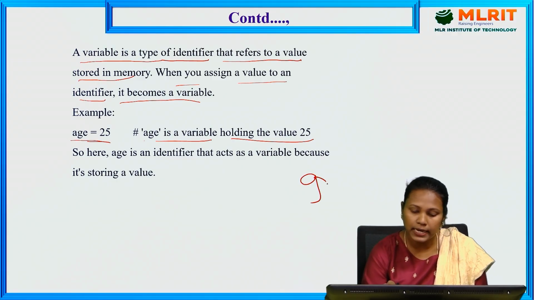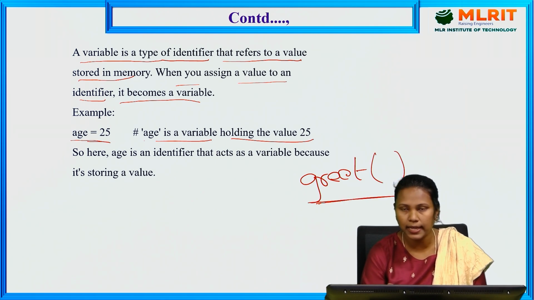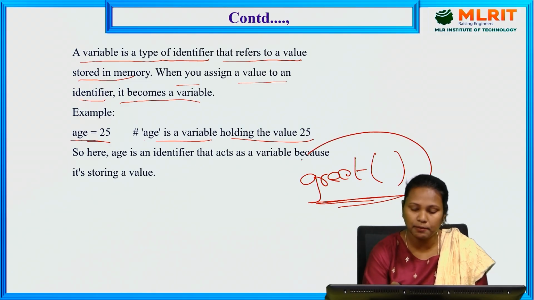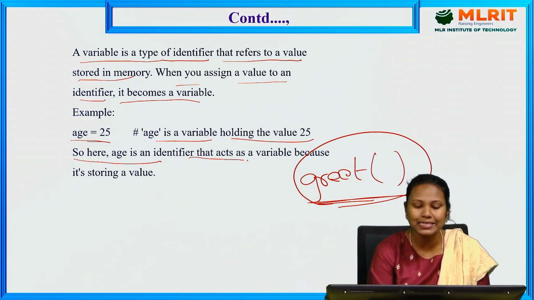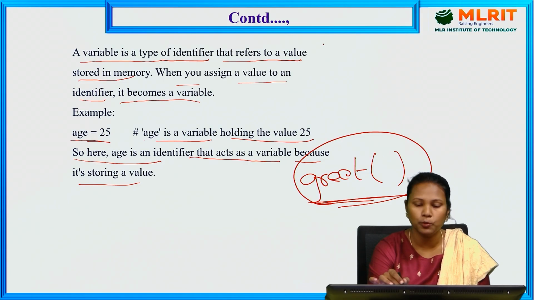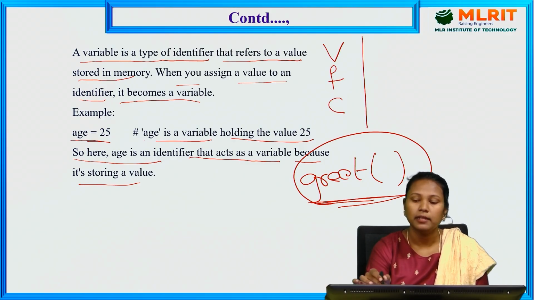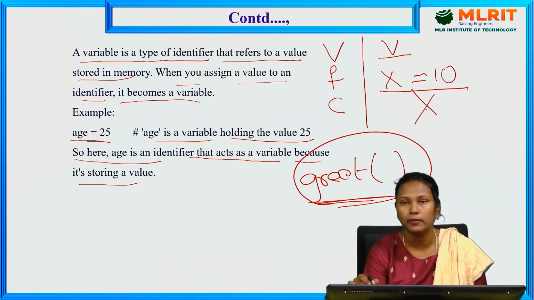For example, greet is an identifier. If you are seeing it like this, it is a function call or function definition. So at that time, we are calling it a function definition or function call. Here age is an identifier that acts as a variable because it's storing a value. That is the difference between an identifier and a variable. An identifier is the name given to the variable, the function, the class. But a variable is an identifier that also stores a value. That's why we are calling it a variable.